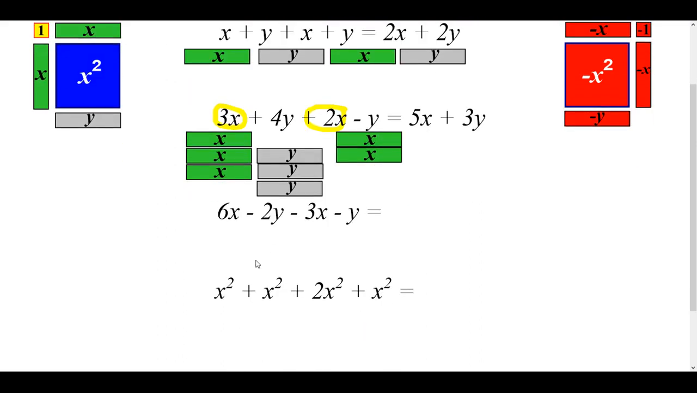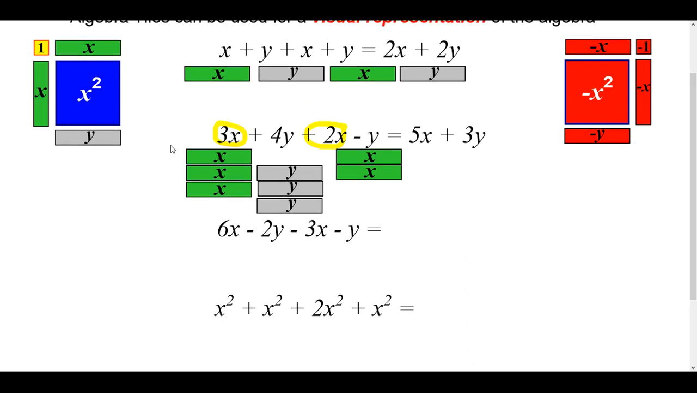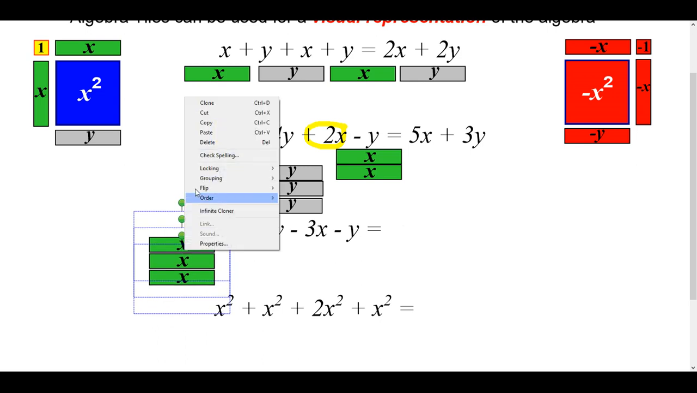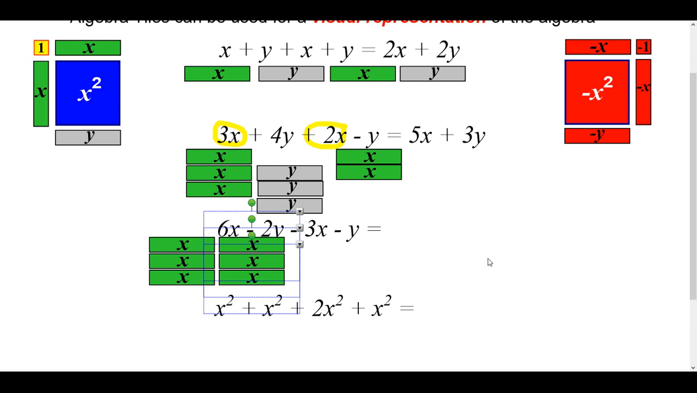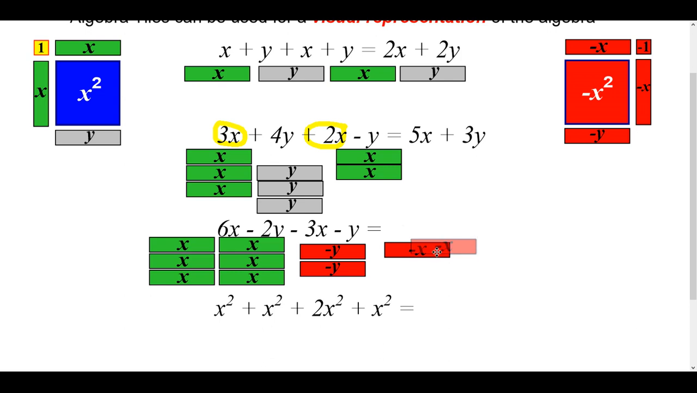Okay, I've got 2 more to look at here. So in this case, I've got 6 x's. So I'm going to take the 3 there, and I'm going to put that down there, and I've got another 3, sorry, to make the 6. And then I've got a minus 2y, so I'm going to put minus 2y. And then I've got a minus 3 x's, so I'm going to take away 3 x's. And then I've got another minus y. So a bit of a tricky one, this one.